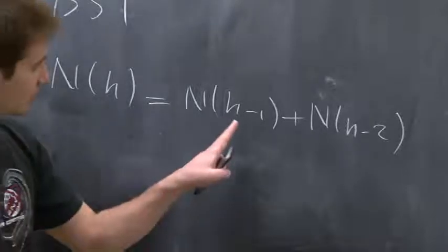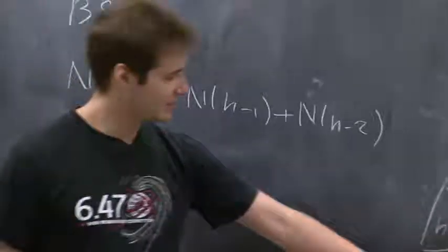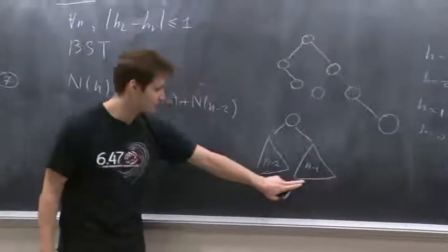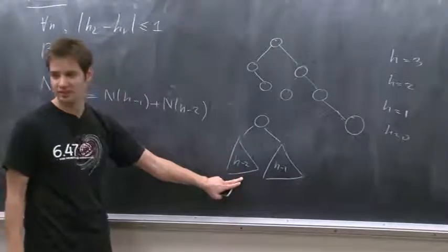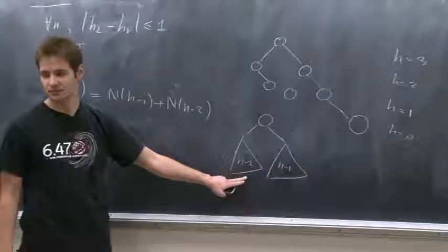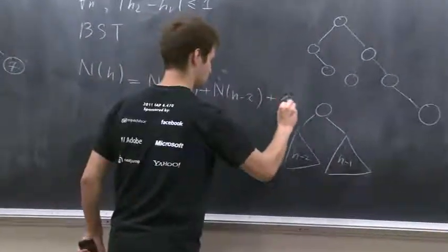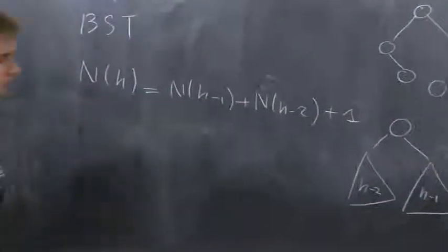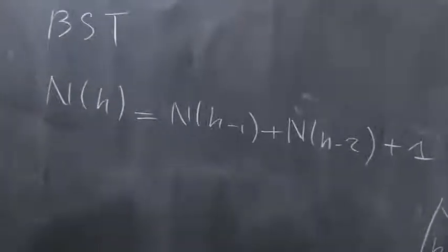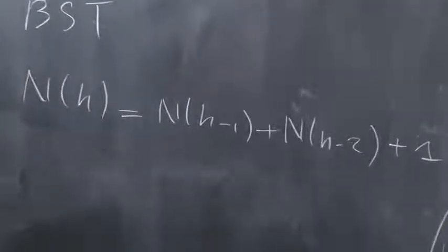So n of h minus 1 is this tree, n of h minus 2 is this tree. So what's the constant? Yep, this guy. Doesn't he have height 0 though? We're talking about nodes, number of nodes. Oh, number of nodes, yeah.